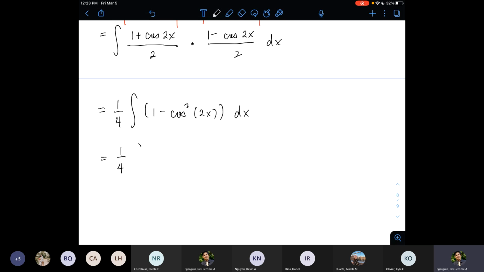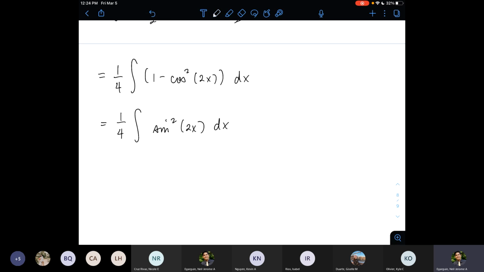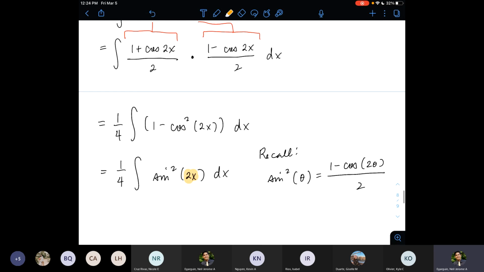But I'll prefer to use Pythagorean first, so that I don't need to worry about that first term 1 there. So remember, 1 minus cosine squared is sine squared of whatever the original angle is. And then it's an even power of sine. So I'll use the half angle identity, but recall that if you have a sine squared of theta, that's equal to 1 minus cosine of twice theta all over 2. So that's the formula. And here, our theta is 2x.